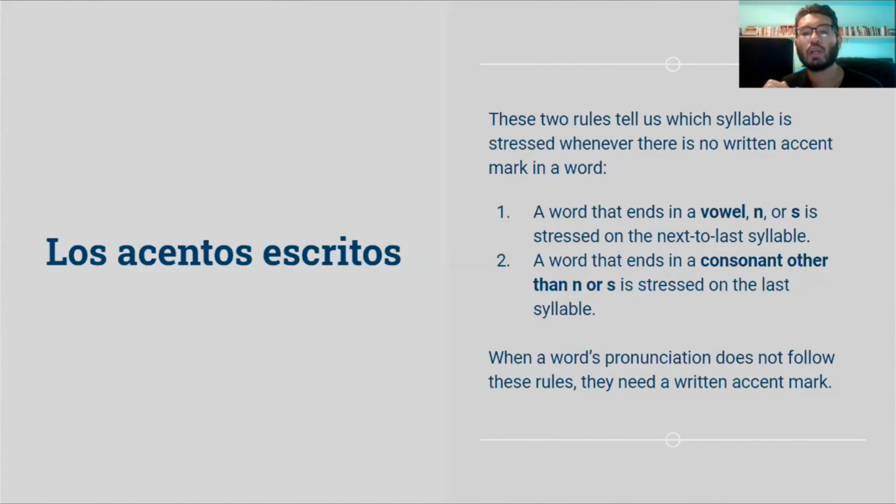Whenever those two rules are not followed, that's when we write an accent mark on top of a word. So when a word's pronunciation does not follow these rules, they need a written accent mark. Otherwise, in most cases, Spanish words do not have a written accent mark because they will tend to follow one of these two rules, no?